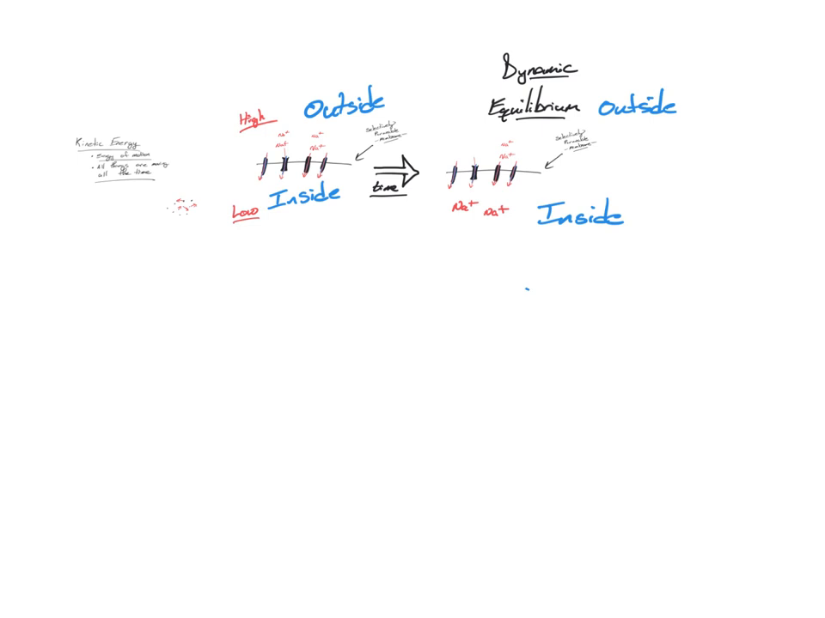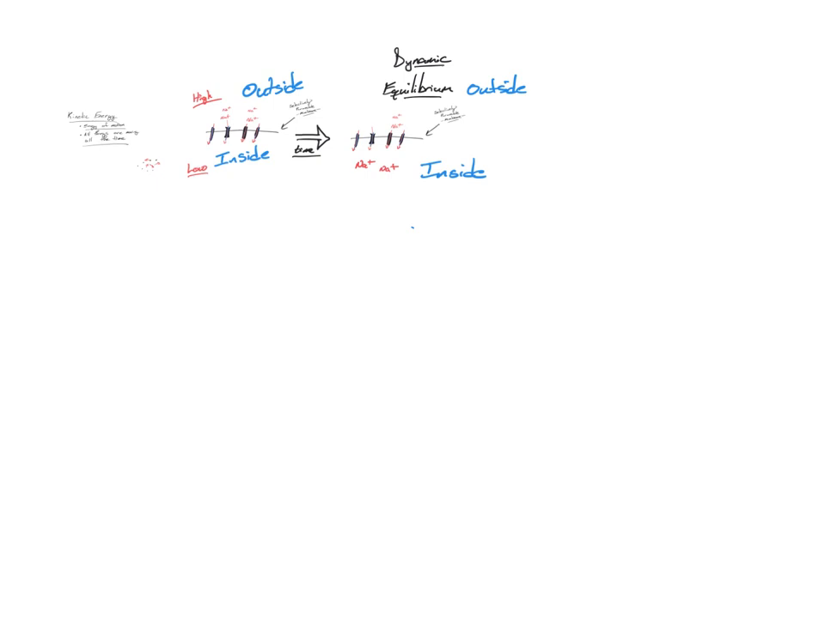All right, so outside versus inside. Things are moving across this membrane from outside to inside. In this case, the sodium ions went from outside and crossed to inside through these channel proteins. Initially everything was moving into the cell, but when it reached dynamic equilibrium, they moved in both directions equally. So there's no net change.